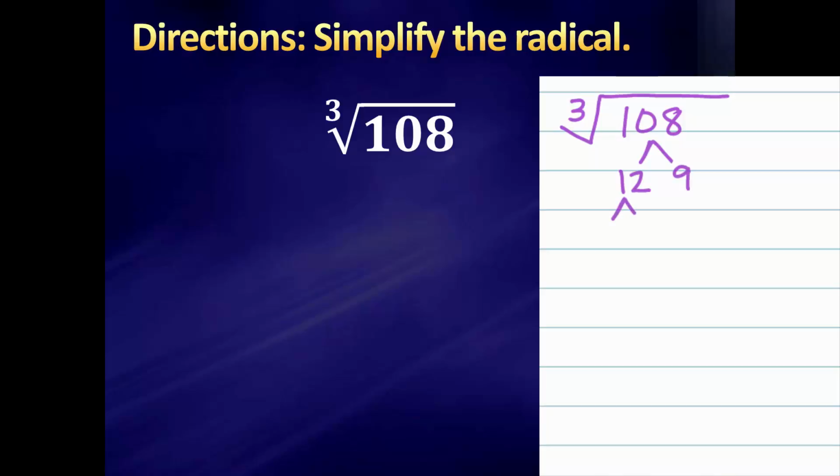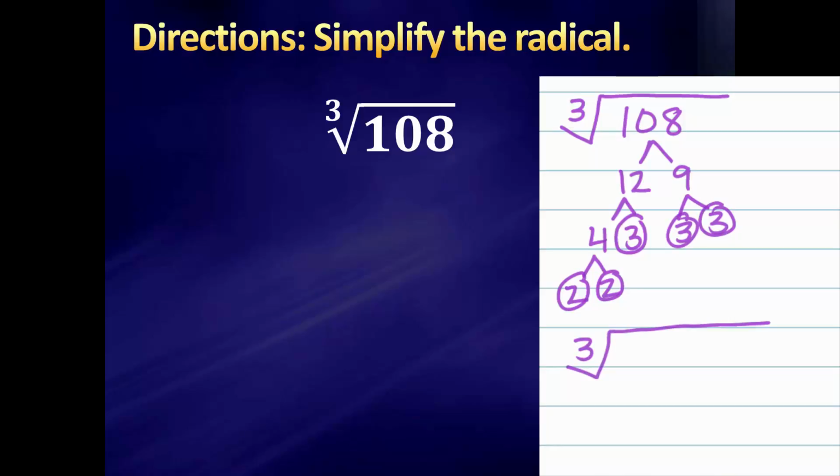12 can be 4 times 3. 3 is prime. And 4 can be broken down into 2 times 2. Those are both prime. Now, in terms of 9, 9 can be broken down into 3 times 3. So let's go ahead and rewrite this. We have the cube root of, now let's put it in numerical order, 2 times 2 times 3 times 3 times 3.